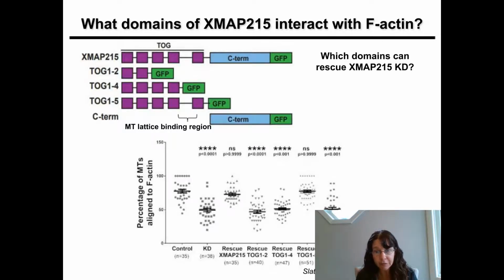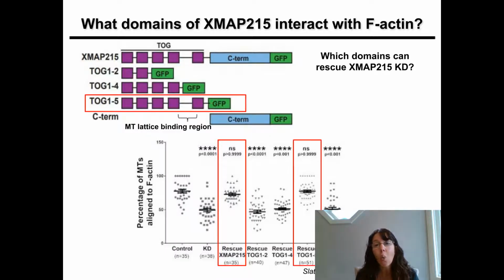What you can see from this is, I'm going to focus your attention on, this is what it looks like when the full-length XMAP215 is expressed. There's a full rescue of the alignment defect. But when she looked at all these various constructs, none of them could rescue like the full length except for this TOG 1 to 5. So TOG 1 to 4 was not sufficient. And so the difference between TOG 1 to 4 and TOG 1 to 5 is not only the 5th TOG domain, but also this microtubule lattice binding region. And that led us to wonder if perhaps something in this region is allowing the microtubules to interact with F-actin through binding to XMAP215 on this lattice.